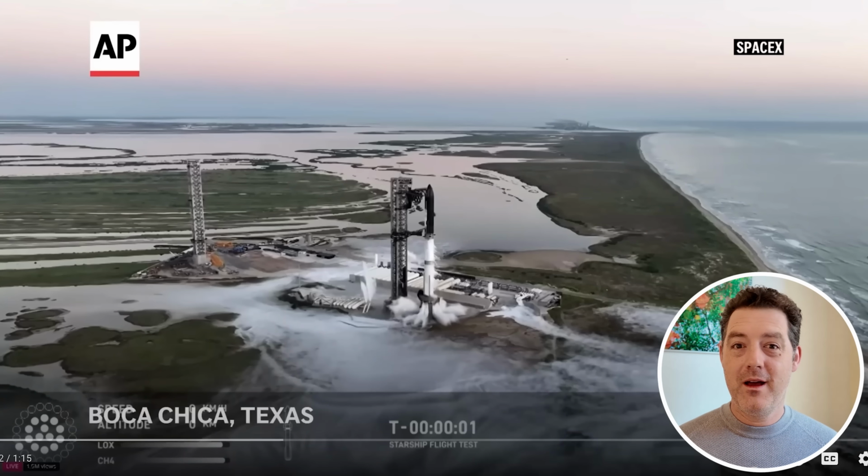Now, they're actually going to be able to catch the booster, refill it, add the main cabin on top, and then launch it back into space all within a few hours.